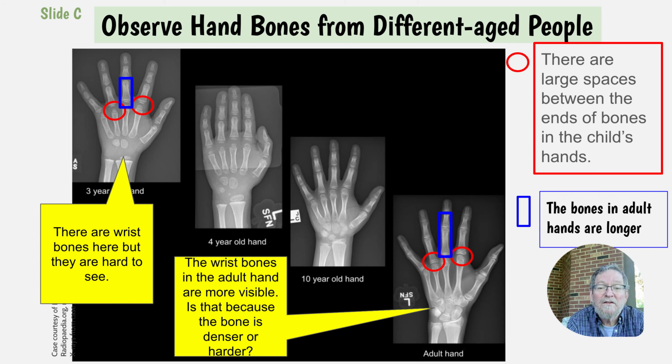So we can see that there are gaps or spaces between the bones in a younger person's body, in their hand at least, and that maybe the bones are harder or denser as you get older, and that the bones get longer in proportion to each other.